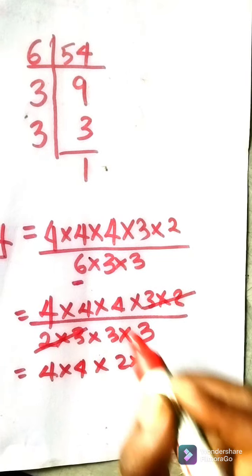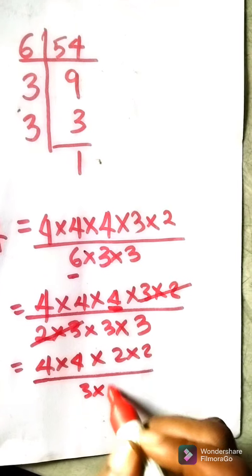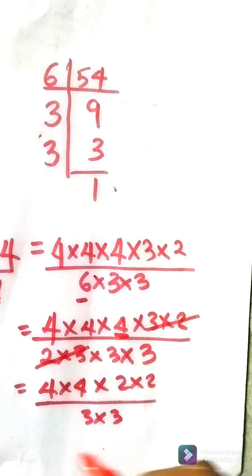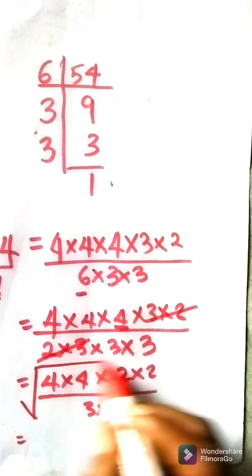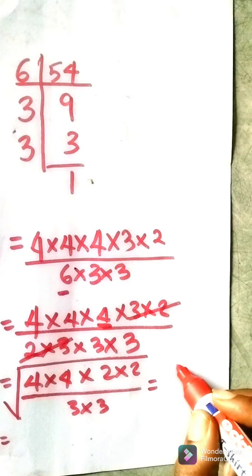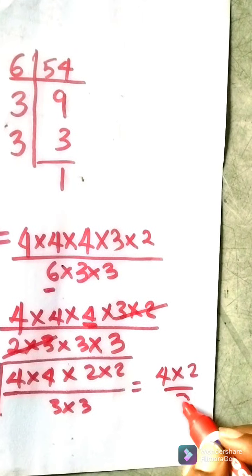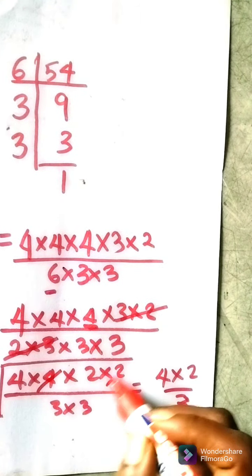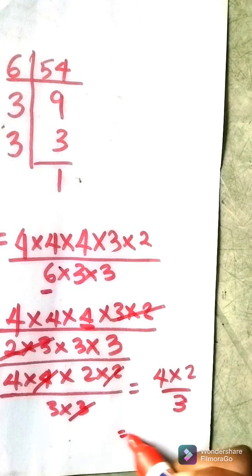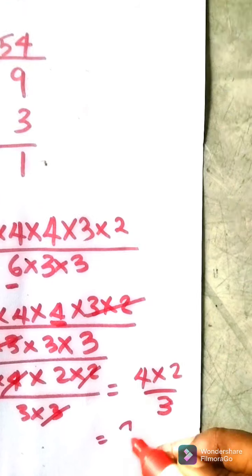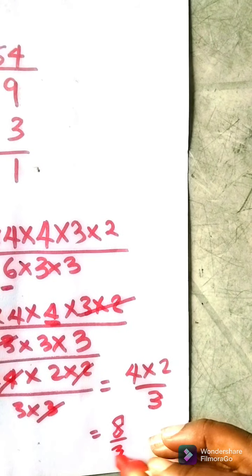This 2 will cancel itself out, giving us this. You know, this will single this out, giving us 4. This 4 is 2 times 2, so it's singled out, giving us 2 all over what? 3 times 3, giving us 3. So our final answer is 8 all over 3. That's the square root of 384 all over 54.